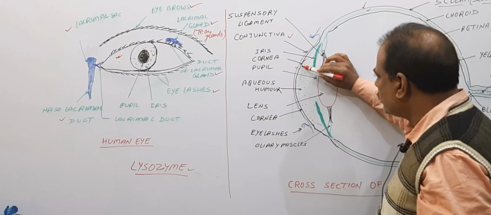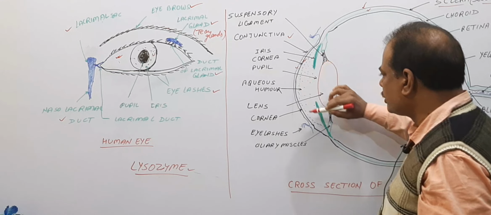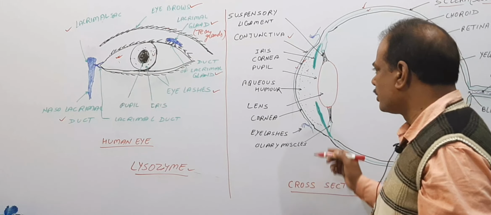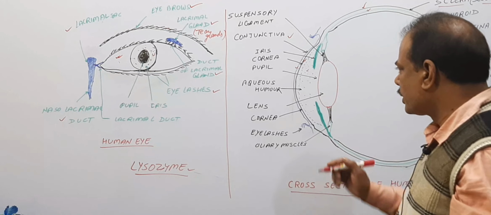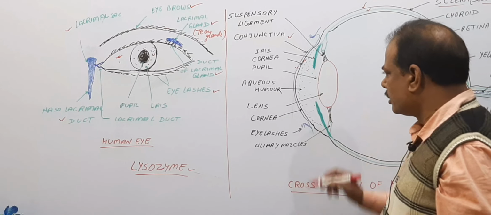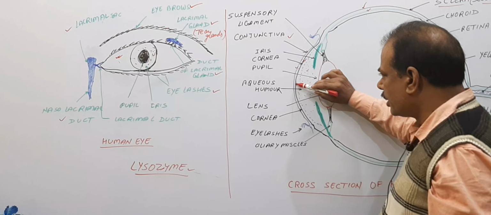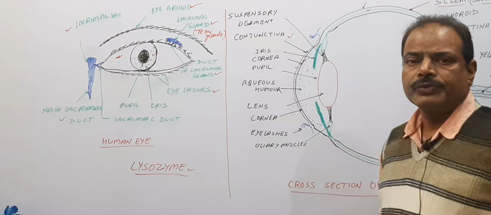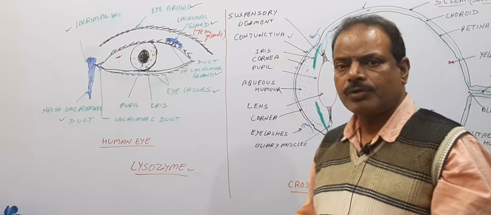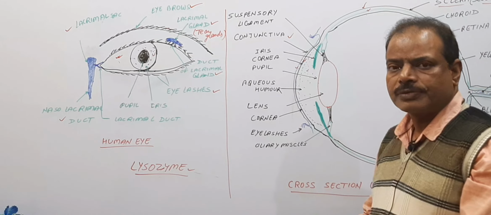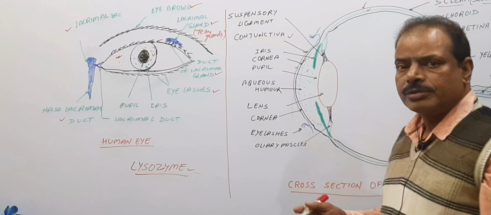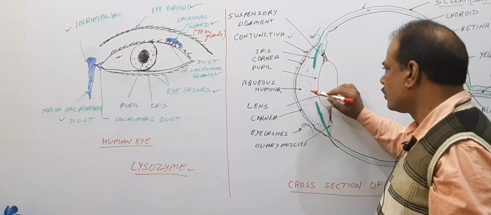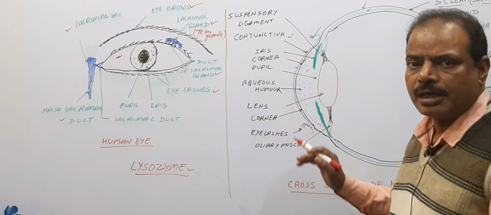Just below the cornea there is a chamber, and this chamber is known as the aqueous chamber. This one is the aqueous chamber, which is located between the cornea and the lens, and in this chamber aqueous humour is present. Aqueous humour is a watery jelly-like substance, its density is more than water, and it refracts the light as well as protects the lens and moistens the lens.